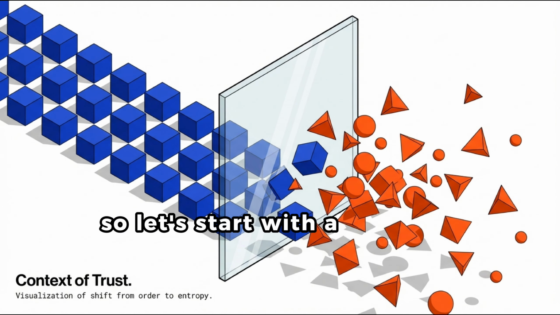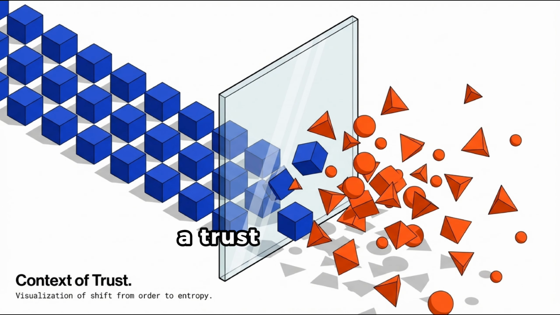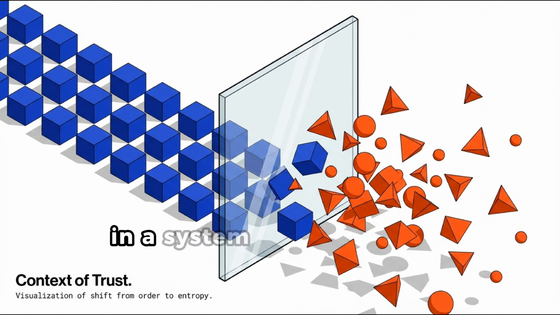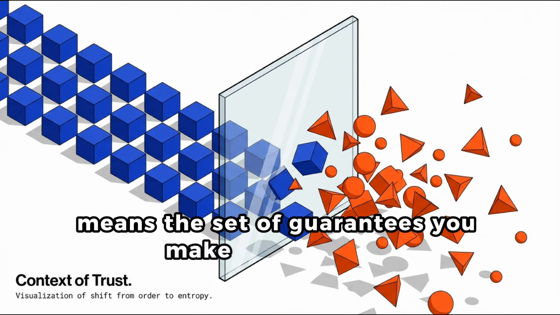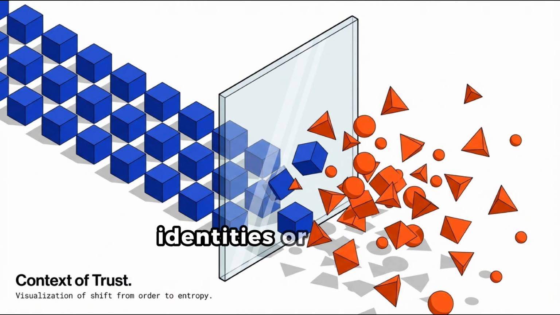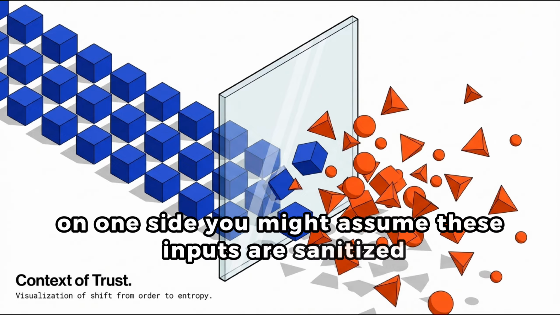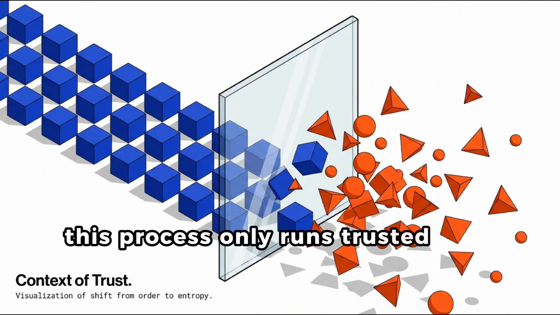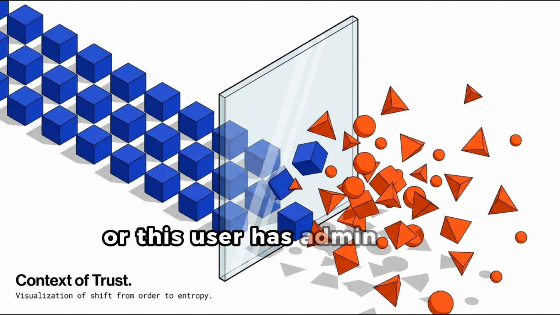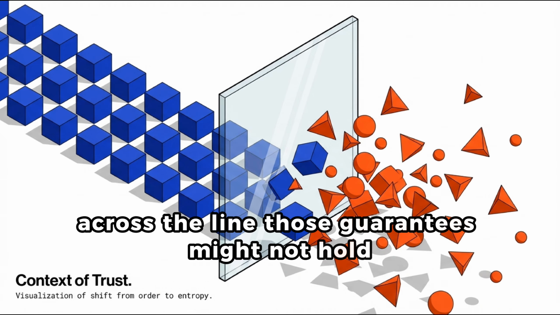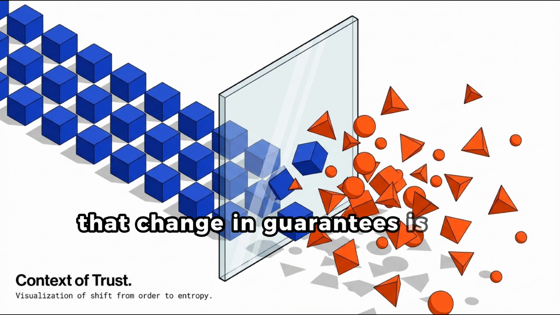So let's start with a concrete definition. A trust boundary is any point where the context of trust changes in a system. Context of trust means the set of guarantees you make about inputs, identities, or actions. On one side, you might assume these inputs are sanitized, this process only runs trusted code, or this user has admin rights. Across the line, those guarantees might not hold. That change in guarantees is the boundary.